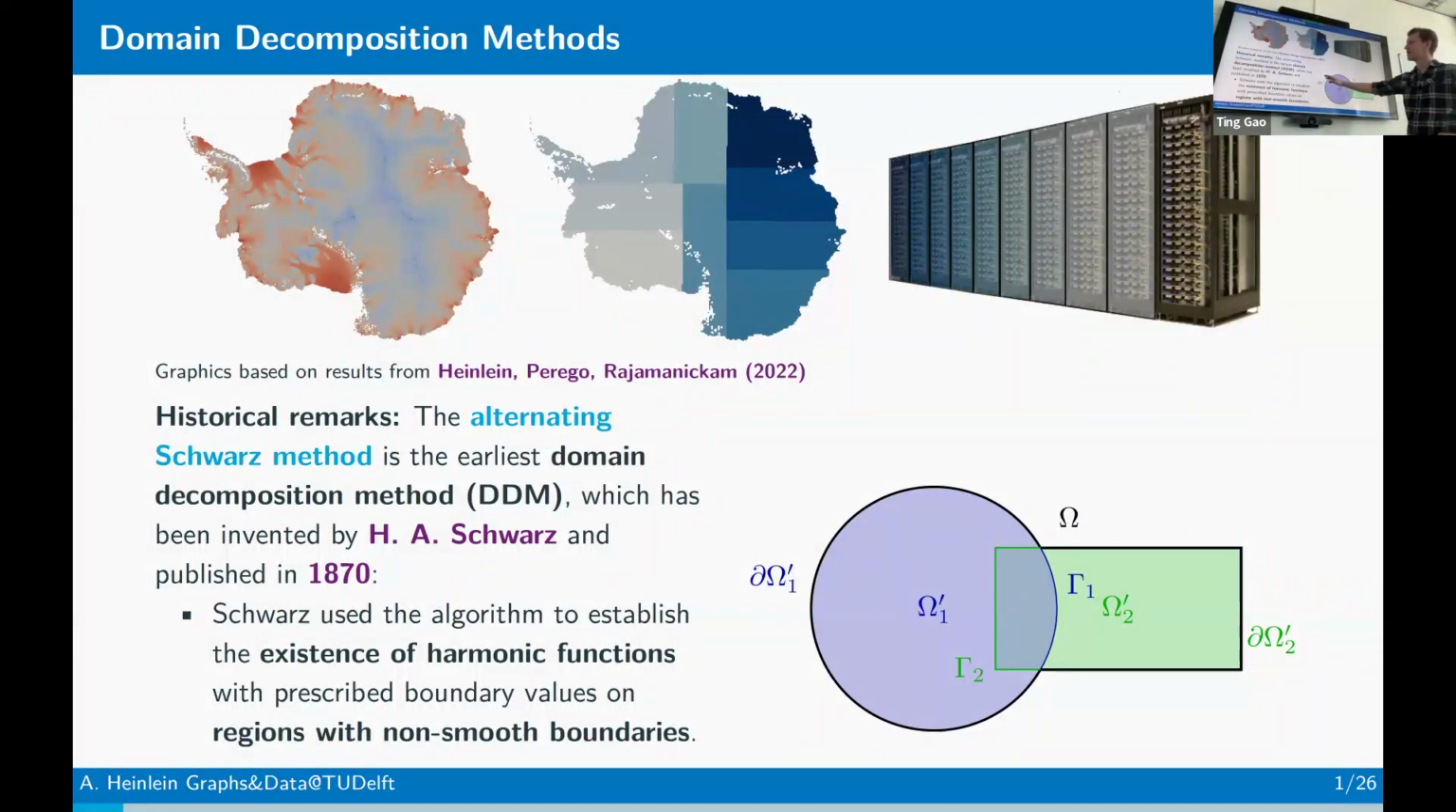And then Schwarz, a German mathematician, designed an algorithm where you solve on this domain. You take this as boundary conditions, here the interior, as boundary conditions to solve on the rectangle. And then you do this in an alternating way. And he showed that this converges to the solution, actually. So it's basically an algorithm to show the existence of a solution.